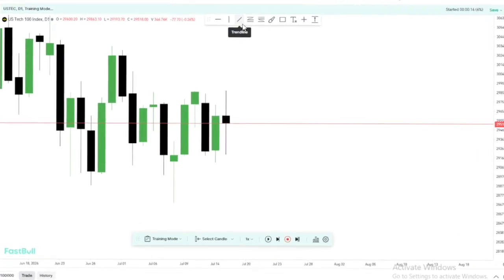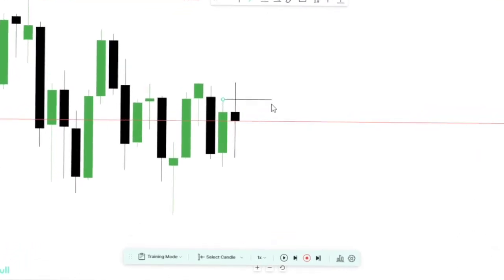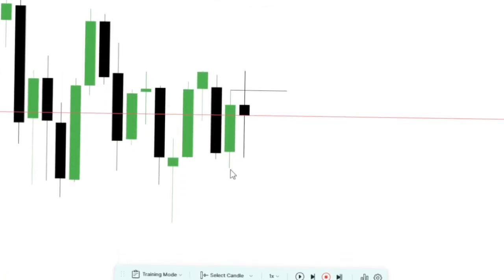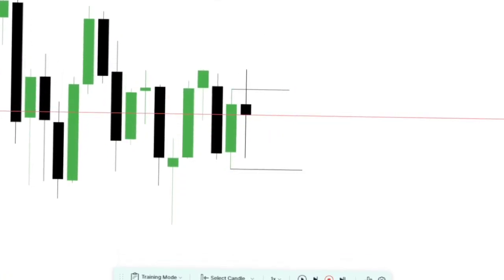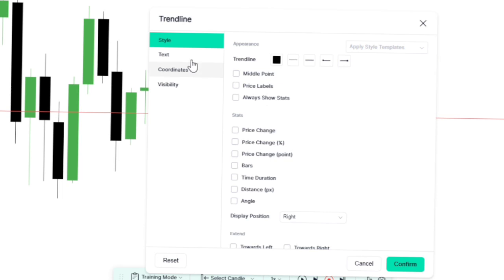You can see this is the high of the first candle, and this is the low of the first candle. This is candle 1, and this is candle 2. Now candle 2 has taken the highs of candle 1 and closed bearish. So I'm anticipating for candle 3 to go in here and target this low. This is my draw on liquidity.